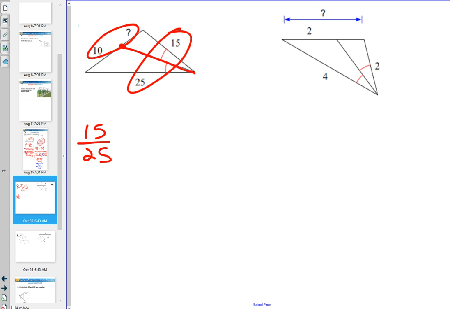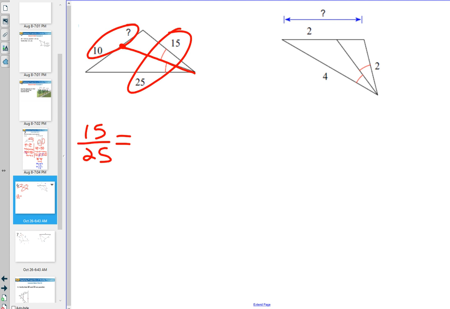By the way, what is this property that we're using called? No, the property that we're using right now. Close. Good.